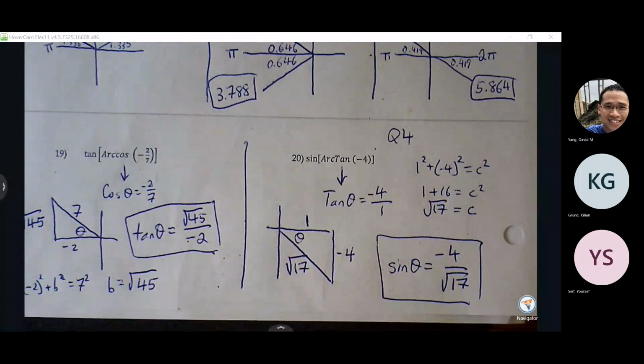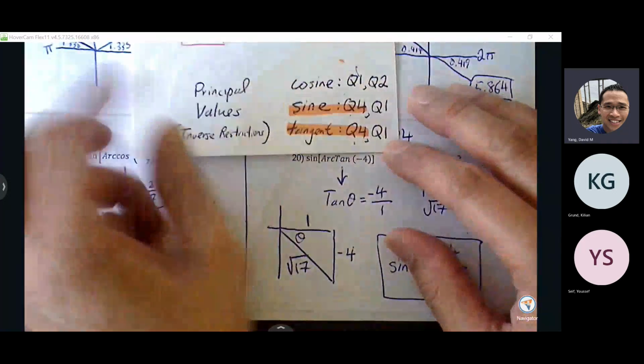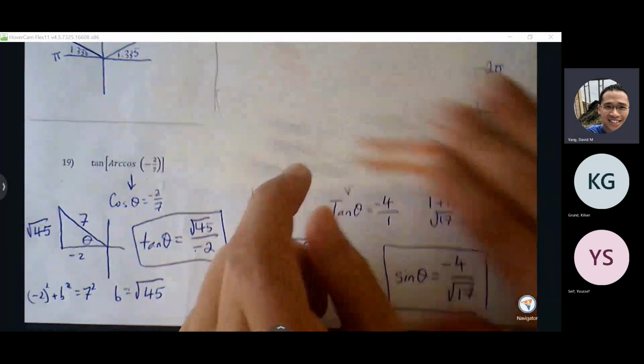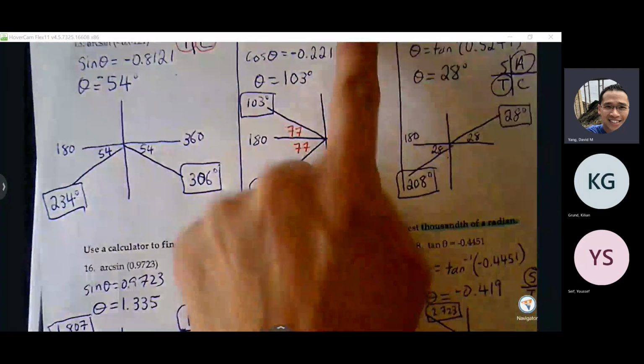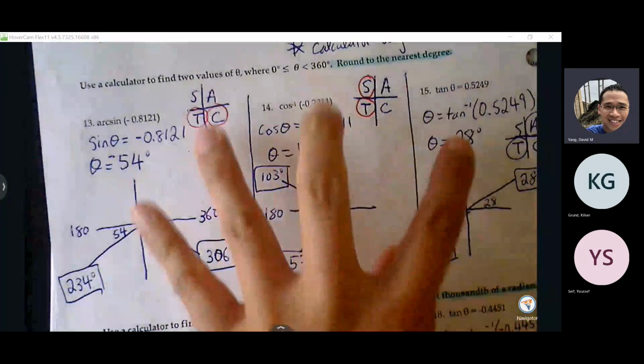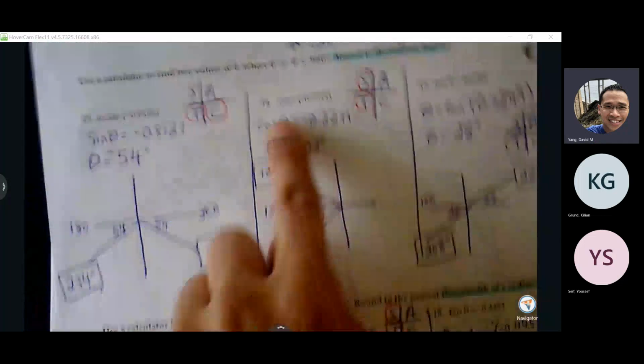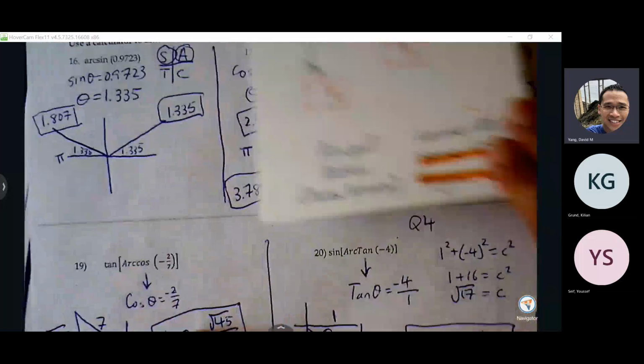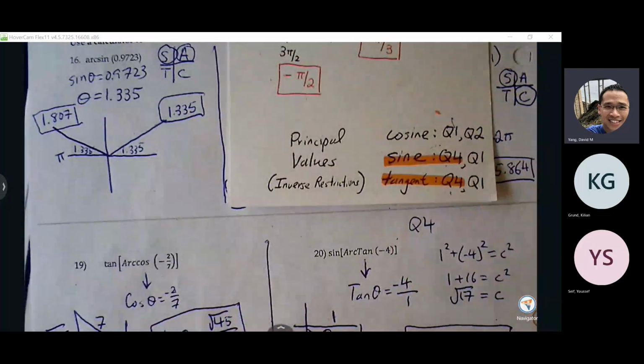Okay. Any questions? What's the difference between a capitalized and a not capitalized? Right, so when you have capitalized, you have to make sure you pick from one of these quadrants. But if it's not capitalized, that means you have more than one option. So like 13 through 18, we're always going to get two answers because we're dealing with these lowercase. For uppercase, we have to make sure we pick from principal values.